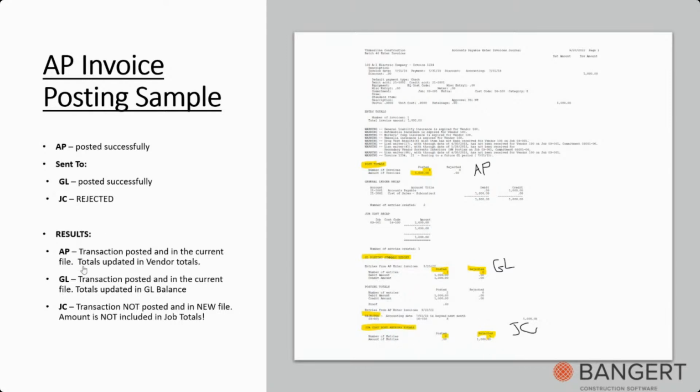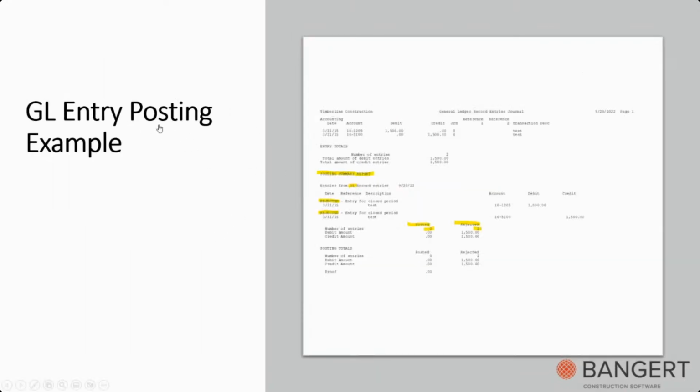Okay. So the result is that the transaction did not post in job cost. It's sitting in the new file. We need to go figure out why. And I'll just quickly go by this one. I have another example of a general ledger entry that was rejected because the period was closed.